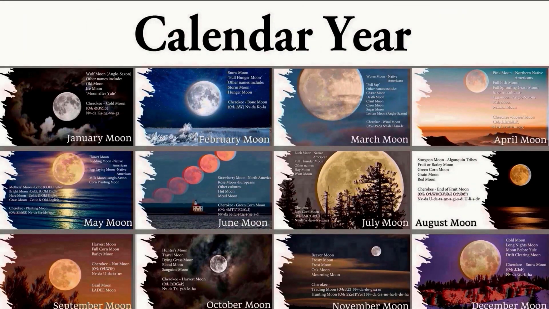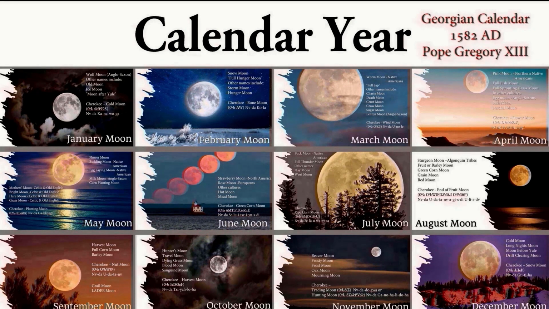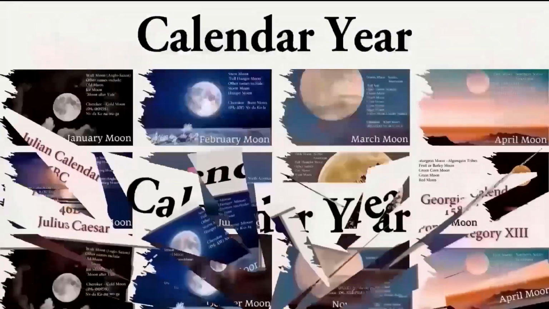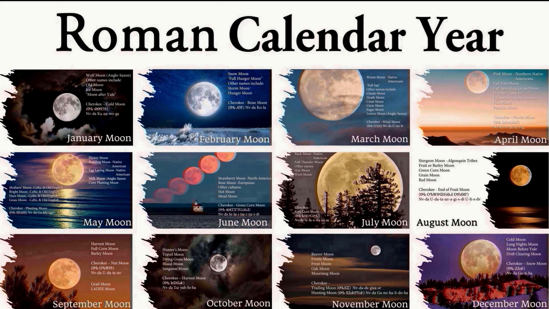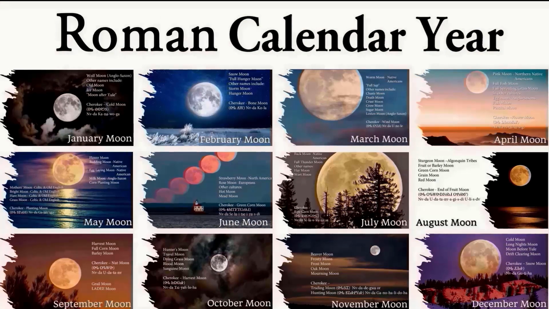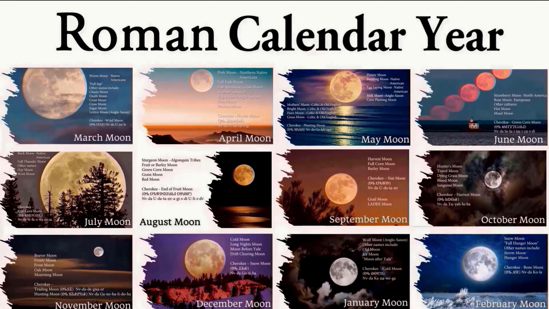The calendar we use today is known as the Gregorian calendar because it was introduced in 1582 by Pope Gregory XIII. The Gregorian calendar is an evolution of the Julian calendar, which was introduced by Julius Caesar in 46 BC. Prior to that, though, in ancient Rome, the calendar in effect was the Roman calendar. The Roman calendar also had 12 months, but the first month of the year was March, not January.